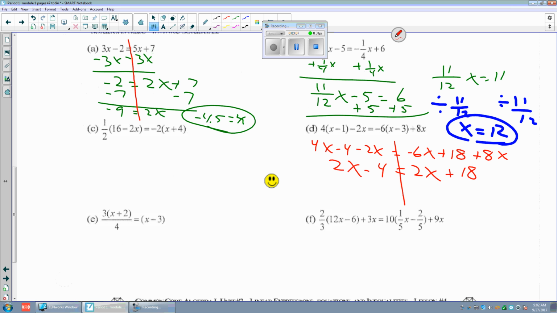Now I can move the numbers, but I notice that it has a 2x on both sides. So I get negative 4 equals, when I subtract them, 18. Okay, that is when there is no solution. Do you understand? Negative 4 can never equal 18, so there is no solution.